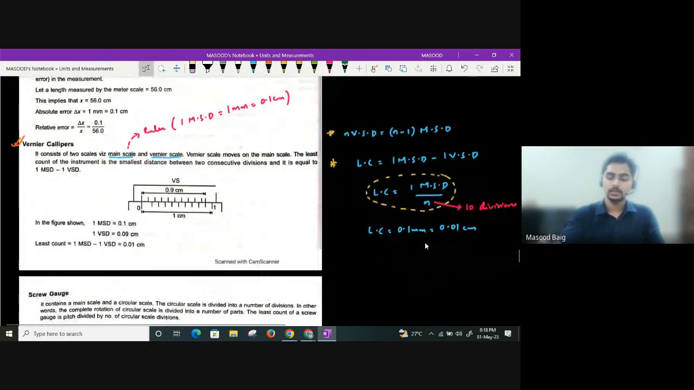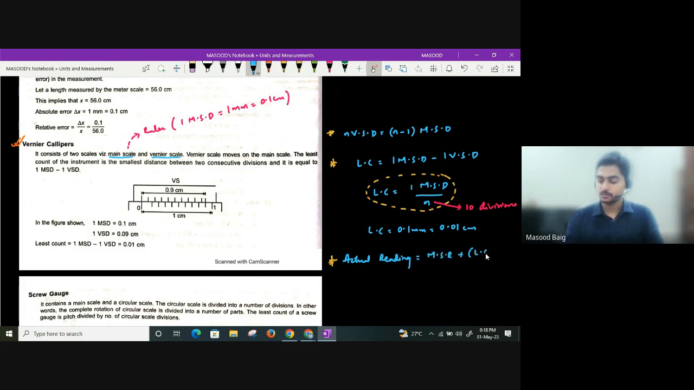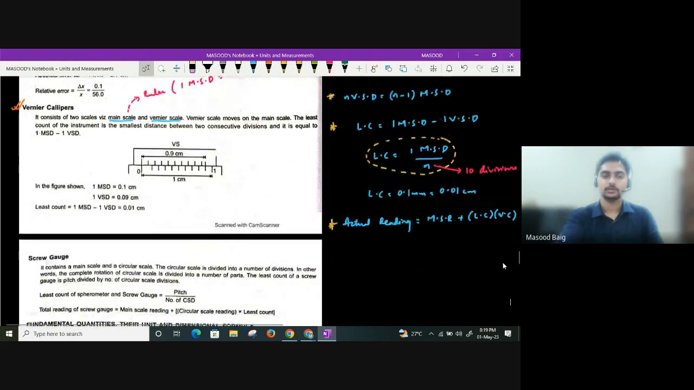Yes or no? Then we also have something called the actual reading, guys. Whenever we talk about actual reading, the actual reading using a vernier caliper can be given as main scale reading plus least count into vernier coincidence, guys. So these three formulas you should remember in case of your vernier caliper.